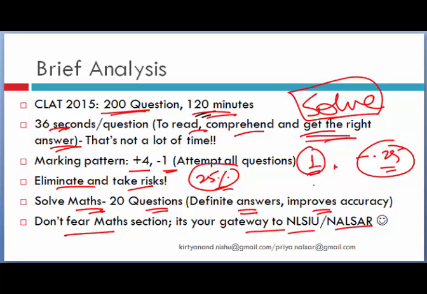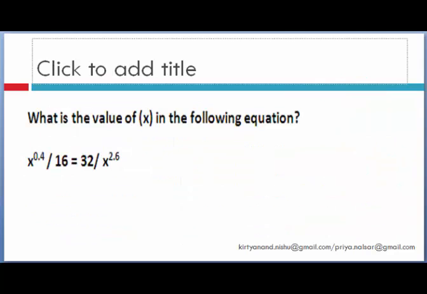Unfortunately, I am a trained engineer and an MBA, so I do not have a lot of background on NLUs and all of that, but these are the two institutes I consider the best. Anyway, now we'll quickly move into the questions.